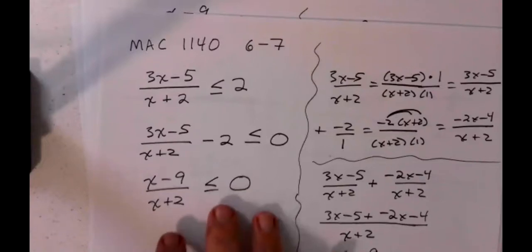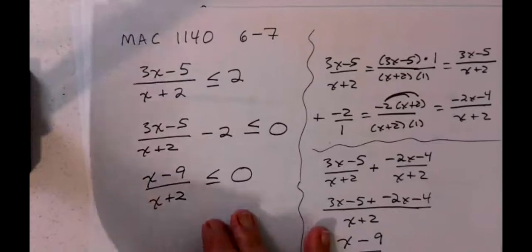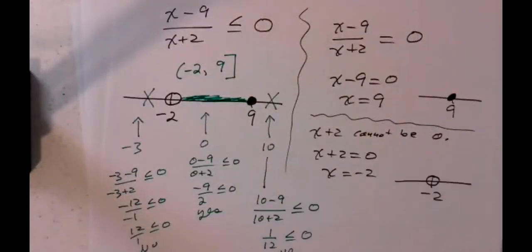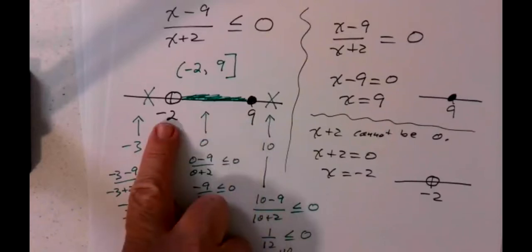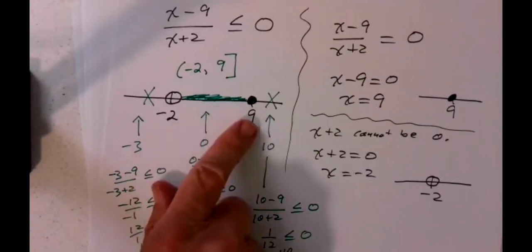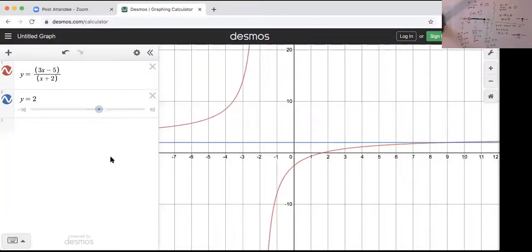So that's what we were looking for, right? (3x minus 5) over (x plus 2), where is it less than or equal to 2? What did we say the answer was? From -2 to 9, right? Not including -2, that was our asymptote on the graph, including 9 because it's less than or equal to. So from -2 to 9 is what that shows us. And you see how -2 to 9 here, the red graph is indeed underneath the blue graph.